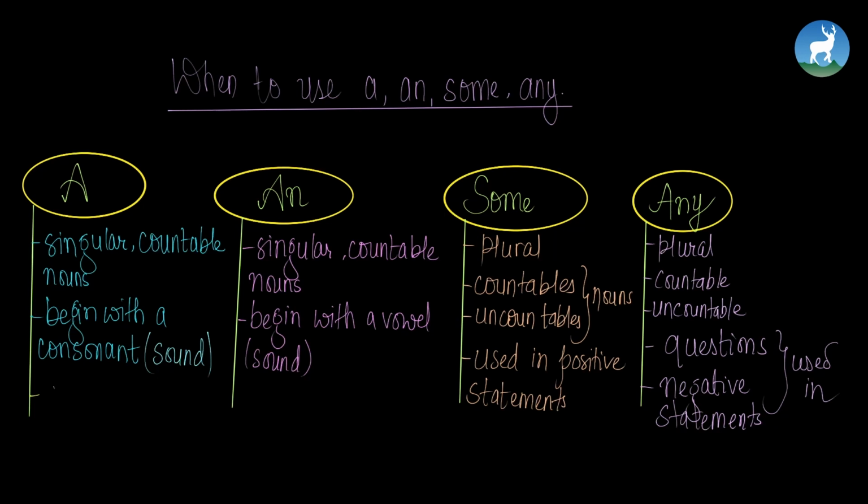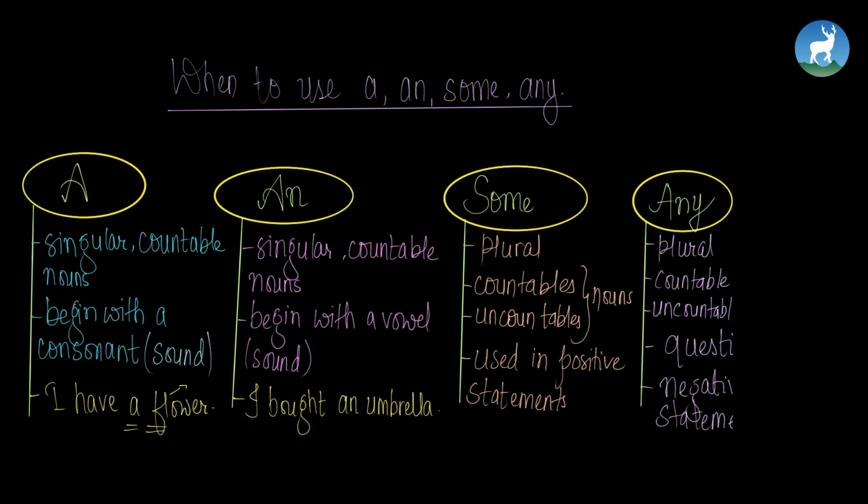Example for a. I have a flower. So F, the sound of flower, fl, is a consonant sound. That's why we used a. And flower is a singular and countable noun here, right? Let's go to another example, and that's for an. I bought an umbrella. So a, it's obviously the sound of vowel A. The vowel sounds are A, E, I, O, U, and the remaining sounds in the alphabet are consonants. You know that, correct? Yes. So an for singular countable noun.